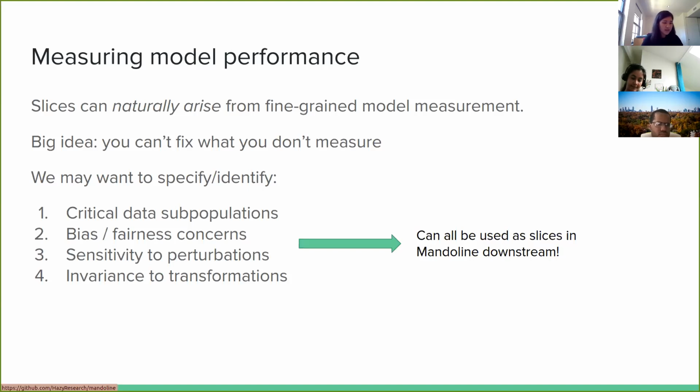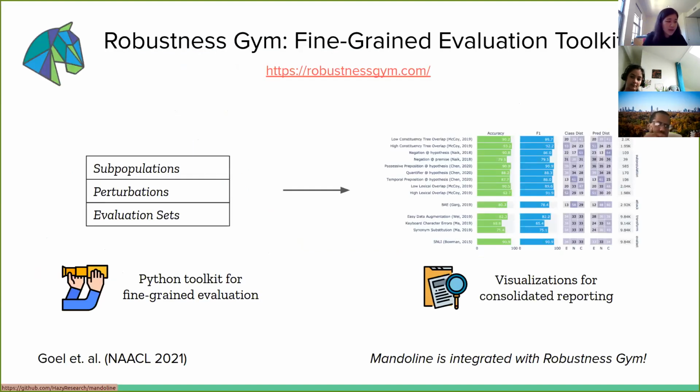And so what's nice is that we have both tools and algorithms for setting up these subpopulations. These subpopulations can essentially all be used as slices downstream in Mandoline. On the tooling side, my collaborator Karan developed a toolkit called Robustness Gym that supports and visualizes a wide variety of evaluation methodologies. Here the user specifies things like subpopulations to evaluate on, and what transformations and perturbations to be robust to. Then it gives out a nice report that visualizes performance across all these subgroups.